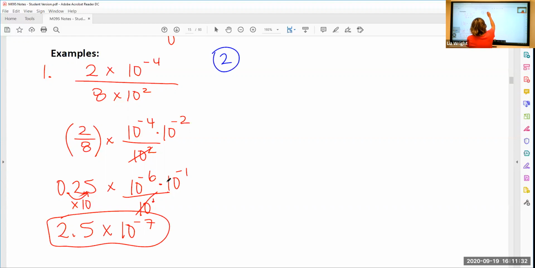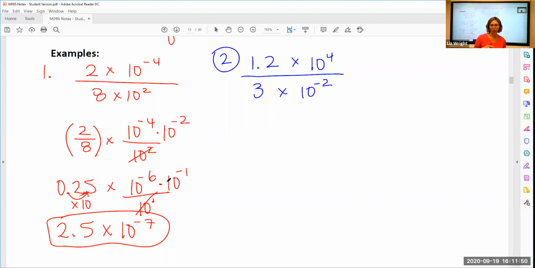So number 2, we've got 1.2 times 10 to the 4th, and that's going to be all over 3 times 10 to the negative 2nd. So again, you're going to group your mantissas together and then group your powers of 10. So if I'm you, pause the video, see if you can do this one on your own, and then check your answer at the end to make sure you got it right. So we're going to group the mantissas.